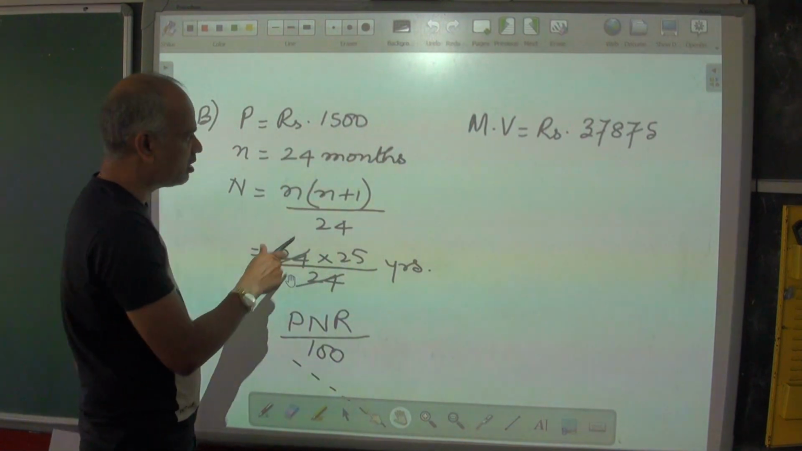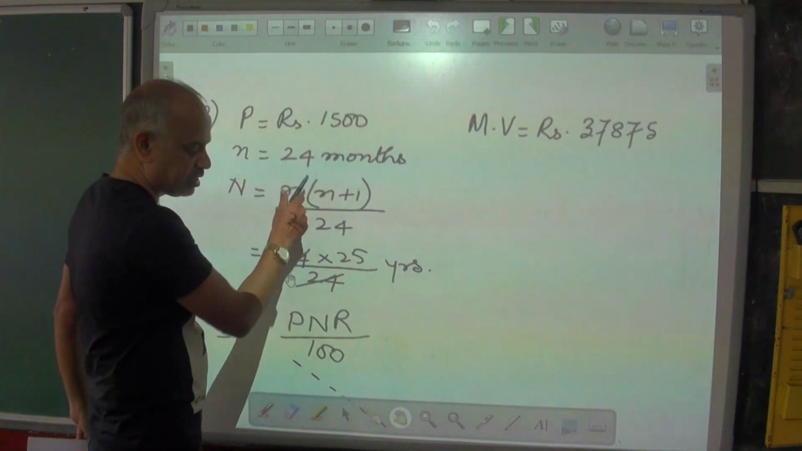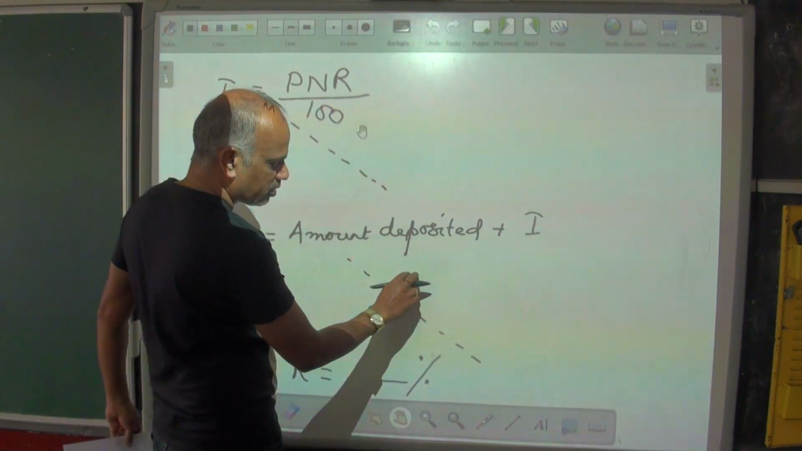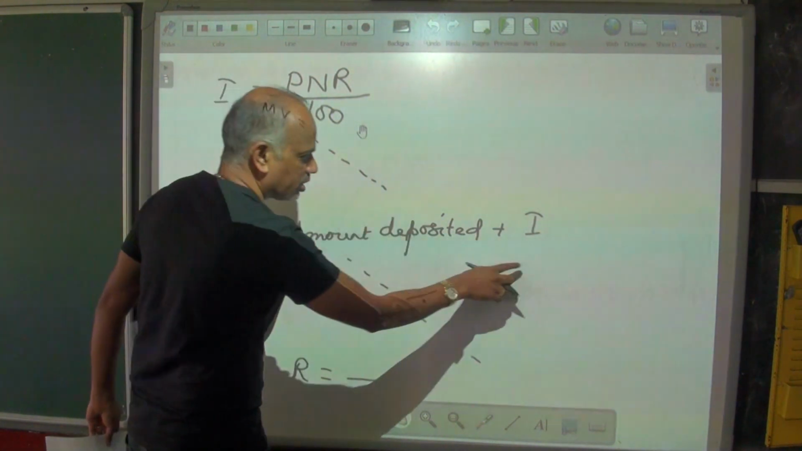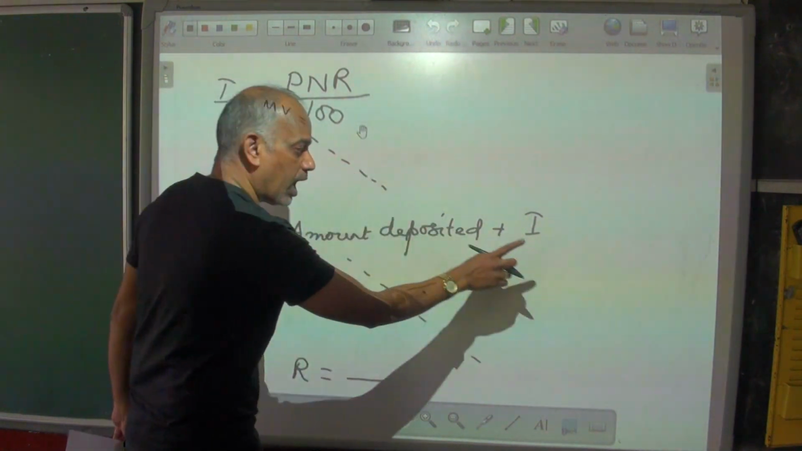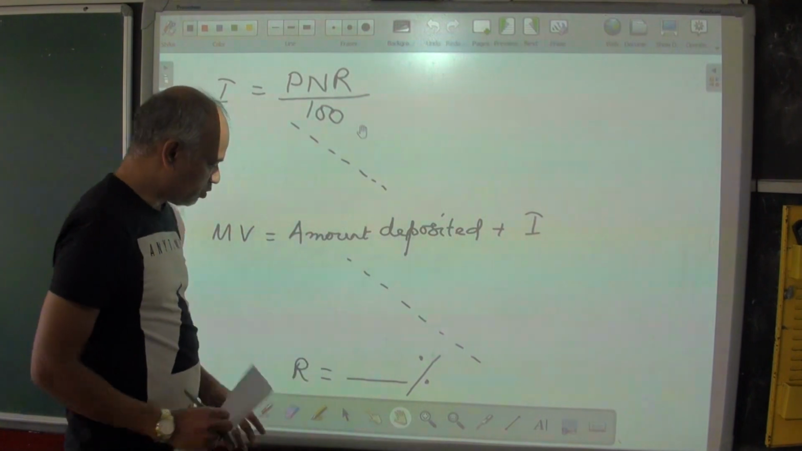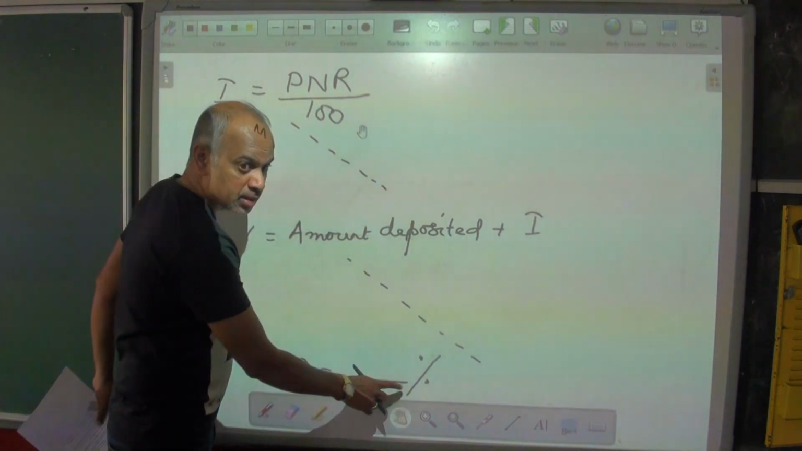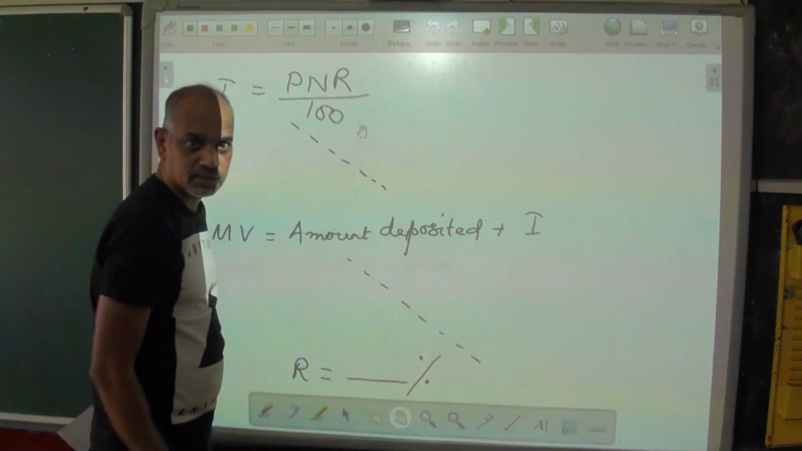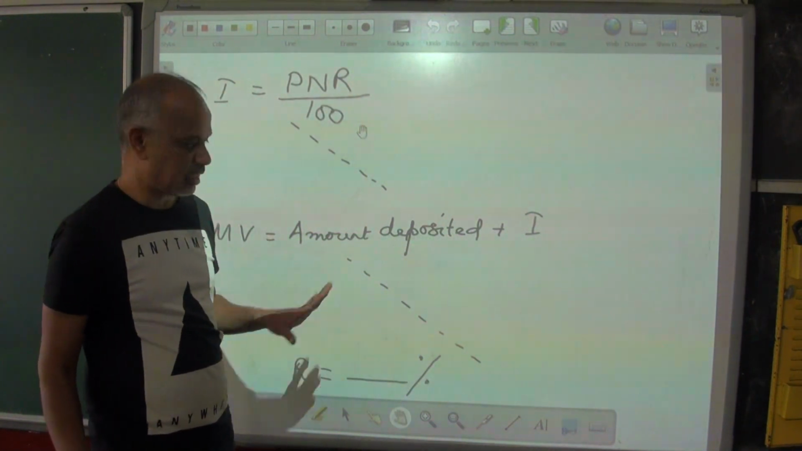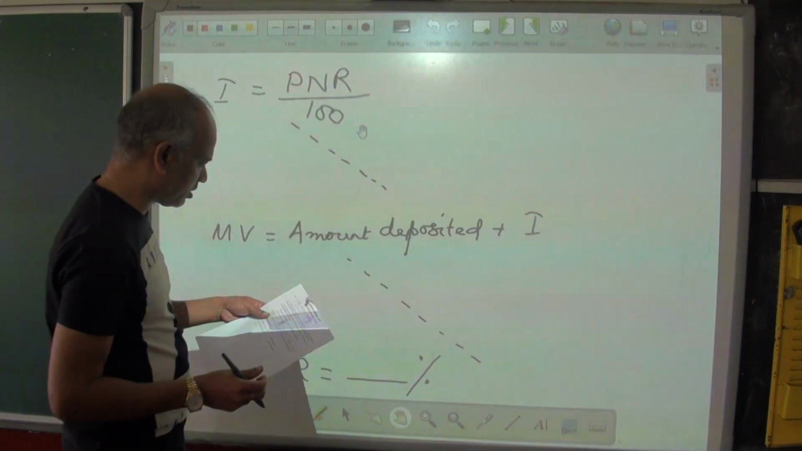Deposited 1,500 for 24 months. So 1,500 into 24 plus interest is what you got here. With respect to R, R also will be there. Simplify this, you will get the rate in terms of percentage. So the final answer must be some percentage. So that's the second question.